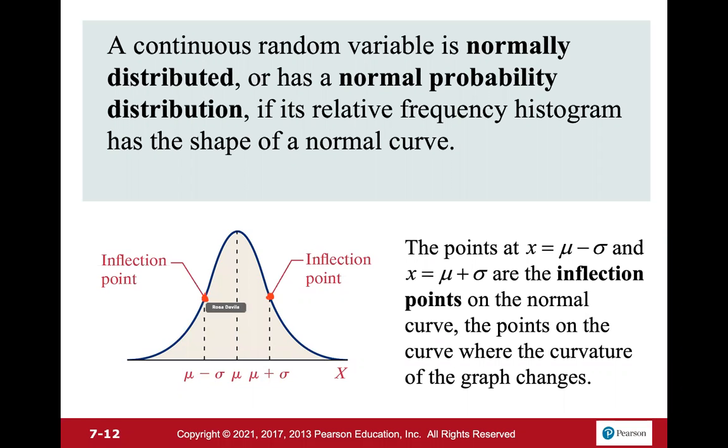Roughly these 2 spots right there and right there are inflection points, and they're found within 1 standard deviation from the mean. Remember, this line right here in the middle is the mean. 1 standard deviation to the left is your first inflection point, and 1 standard deviation to the right is your other inflection point. The points at x equaling the mean minus the standard deviation and the mean plus the standard deviation are the inflection points on a normal curve, the points where the curvature of the graph changes.